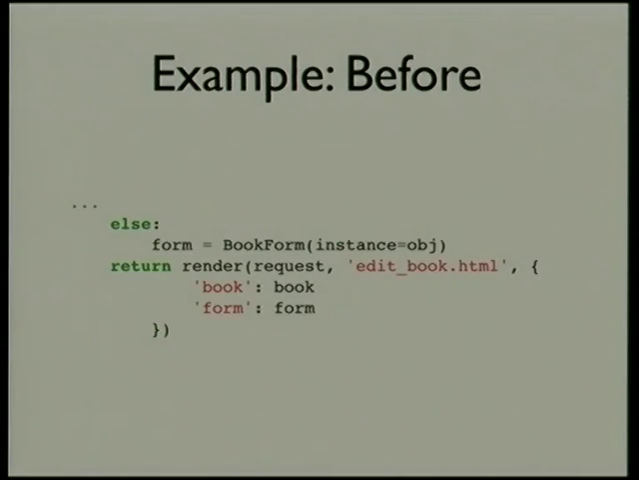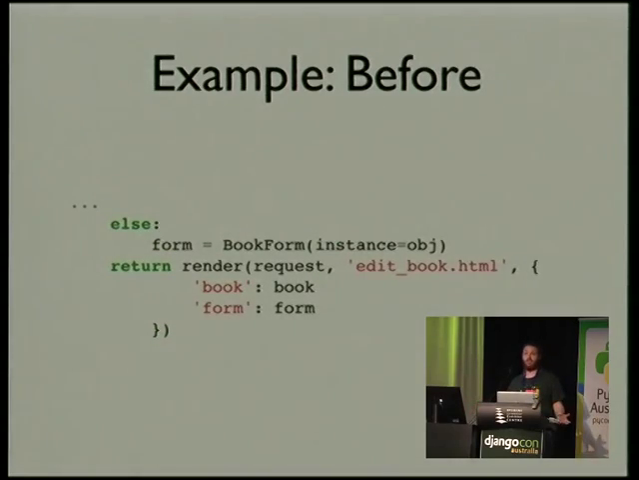If it's not a POST, if it's a GET request, then we just need to instantiate the form. We don't have to do anything with POST data. And at the end of the day, what we need to do is render, using some particular template, some context that has the object we're rendering and the form we're rendering, and render that back to the user. Okay, nothing surprising there if you've used Django. You would have written that code many, many times before.